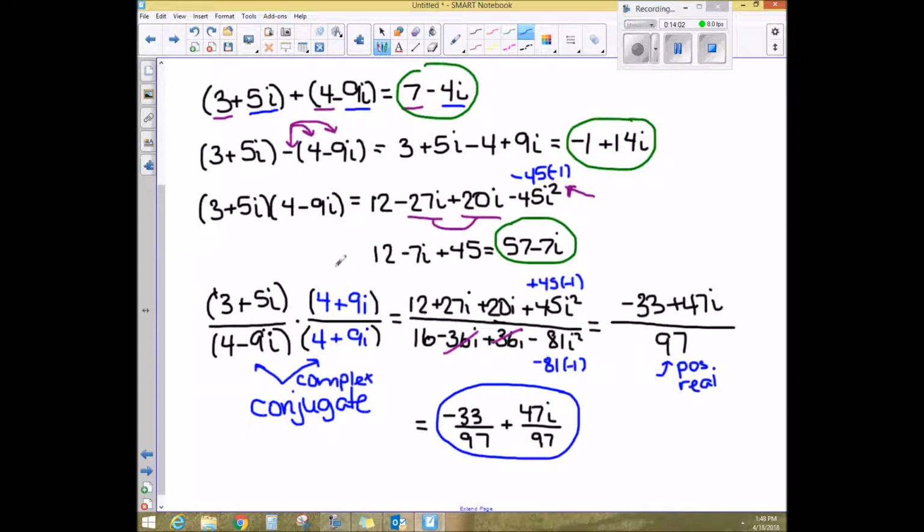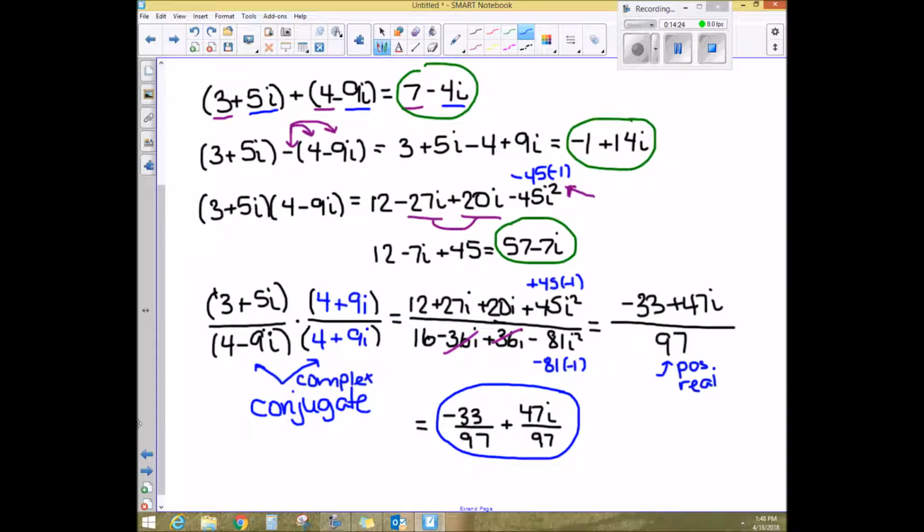The idea is that I have to use the conjugate of the bottom. I don't care what the top looks like or what it ends up being. This isn't very pretty, but -33 plus 47i is fine on the top. But I'm not allowed to have that 9i on the bottom, and so I can get rid of it by using the conjugate. This is the second place that we've seen that.